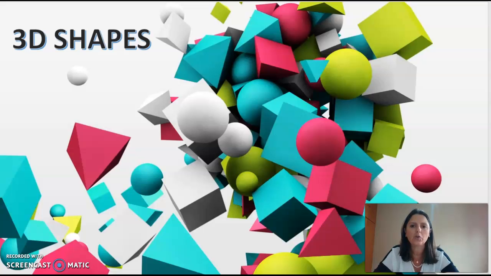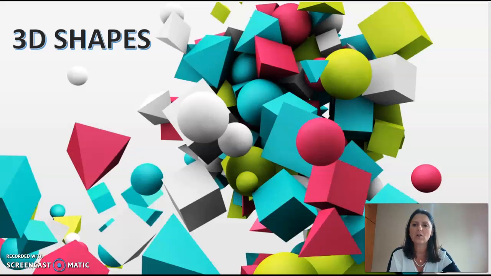Today I'm here to talk about 3D shapes. Okay? We are going to see some pictures. We are going to listen to the vocabulary. You are going to repeat some words. And then we are going to the book.